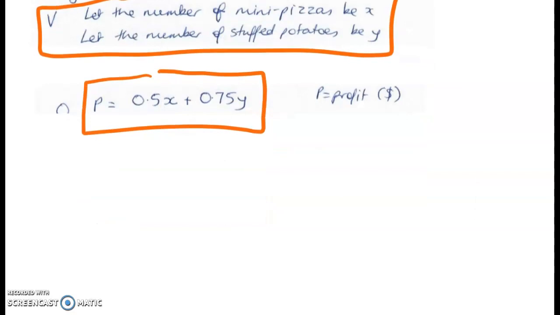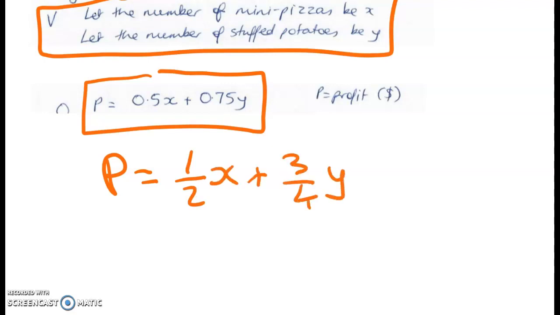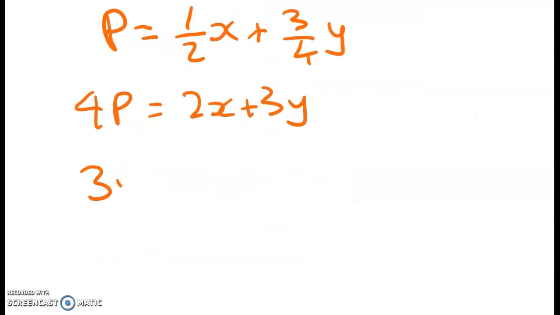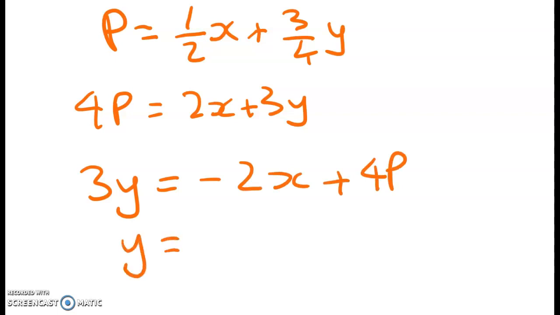Right? So what I'm going to do straight away here is rewrite this in the form y equals mx plus c. And we're only going to use that later on. But we can first of all write this as p equals 1/2 x plus 3/4 y. So 4p is equal to 2x plus 3y. Rearranging now to have y on the left-hand side, I get 3y equals negative 2x plus 4p. And finally y equals negative 2/3 x plus 4p on 3.